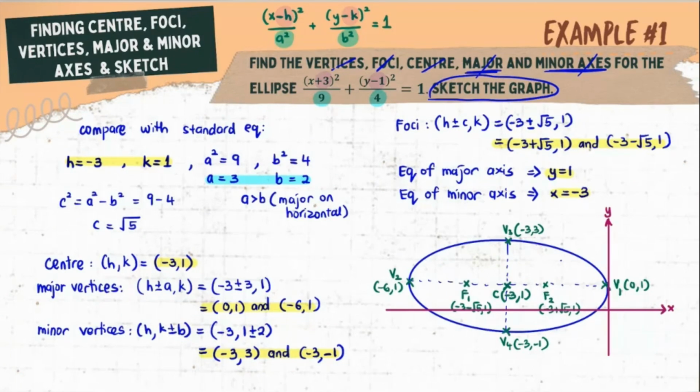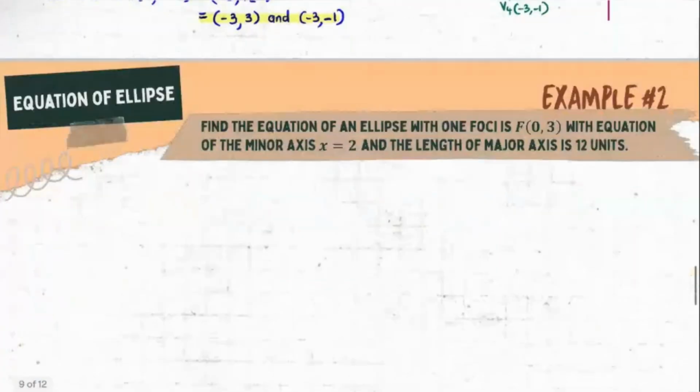Okay, so next kita pergi kepada example yang kedua. Kat sini tak nampak complicated pula sebab daripada equation of standard ni kita hanya keluarkan information untuk dapatkan all the coordinates. Okay, now kita pergi kepada example yang kedua.